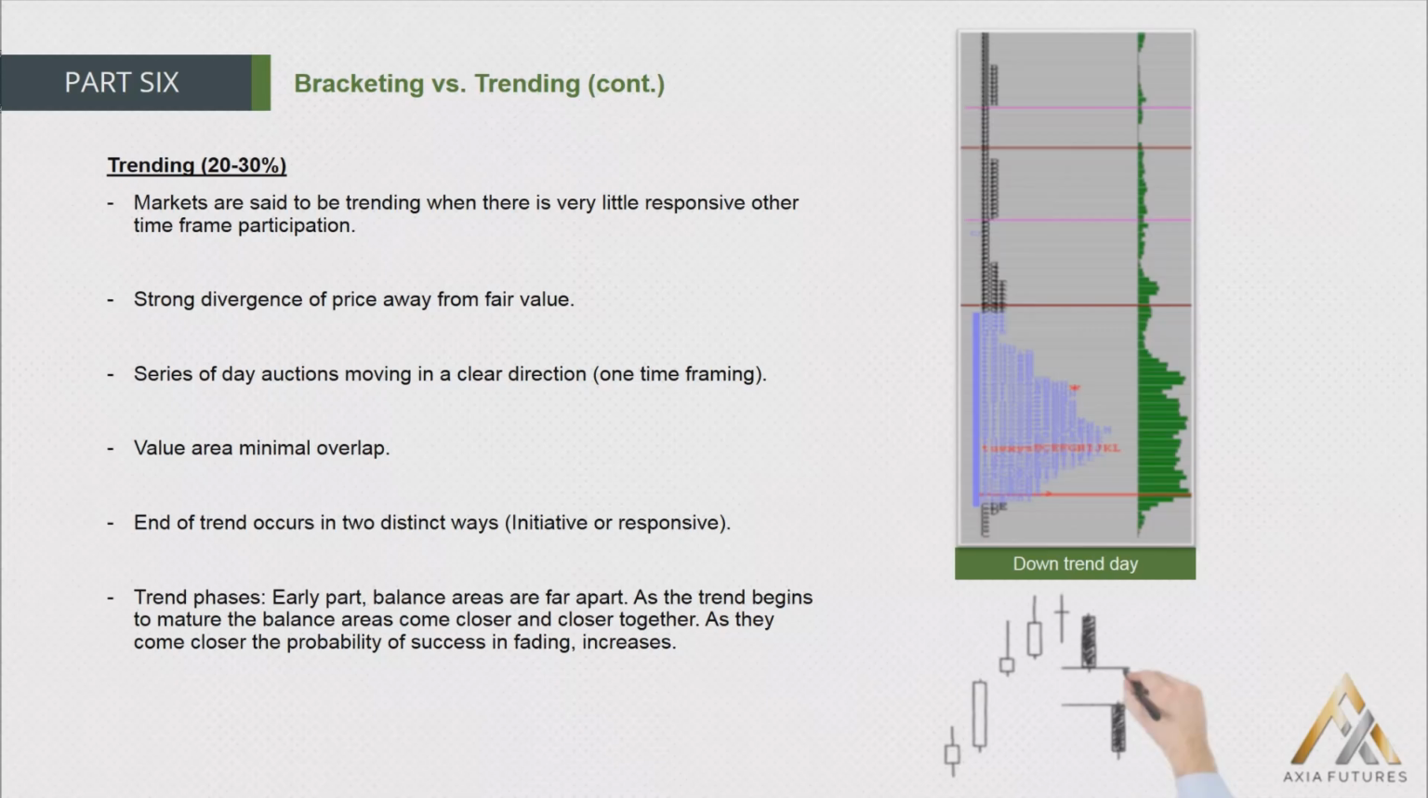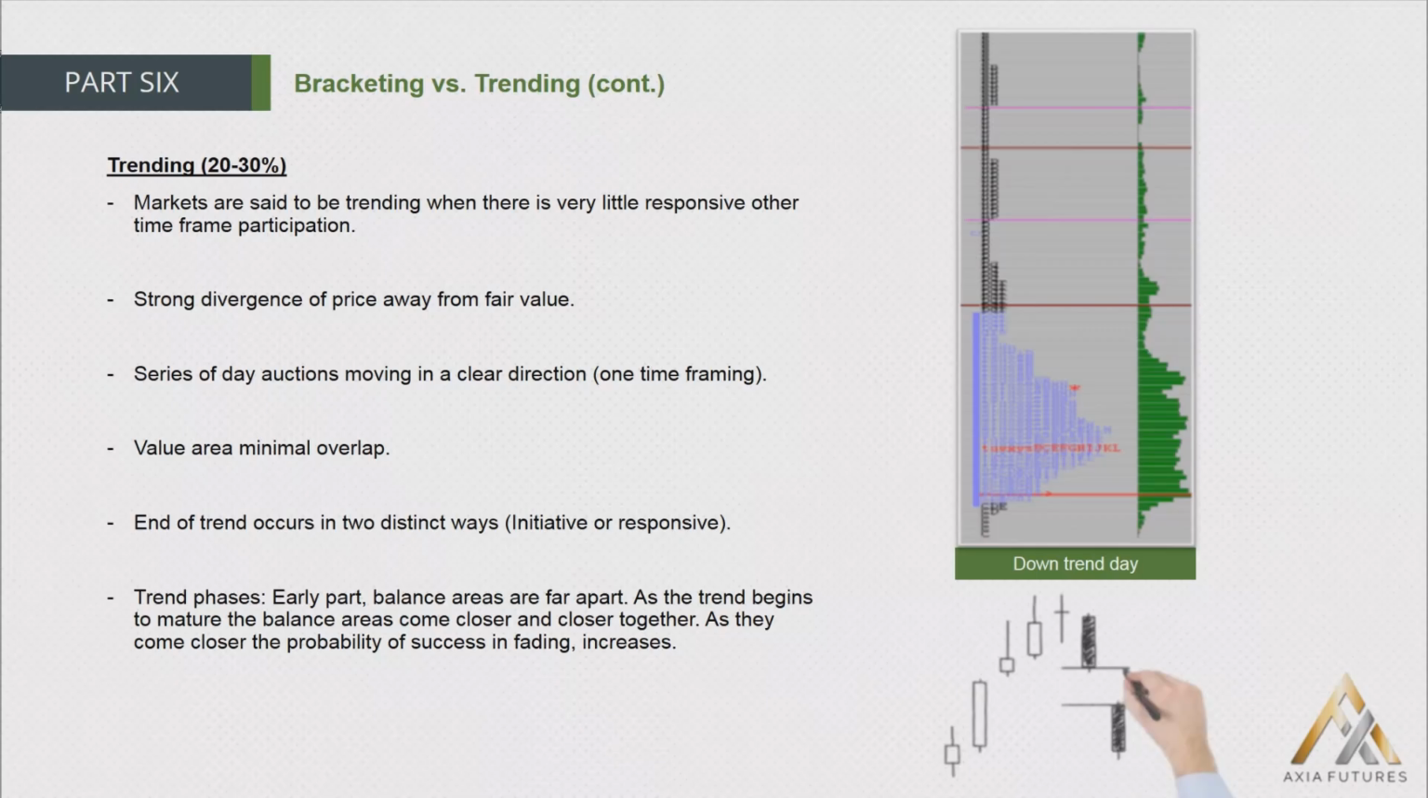Then, we said markets are trending when there's a strong divergence of price away from fair value. So again, it's crucial to always look at where the previous day's fair value was. Where did the market accept price the previous day? As well as, how have we been accepting price over the last couple of sessions? If you find that we've been accepting value relatively well, and all of a sudden on one day the market very quickly begins to move away from fair value, that's an early identifier of a potential trend that could be developing.